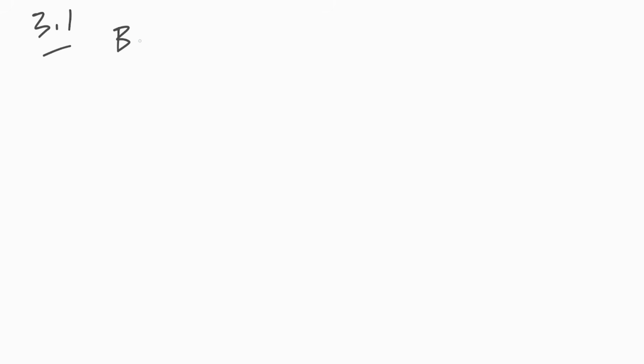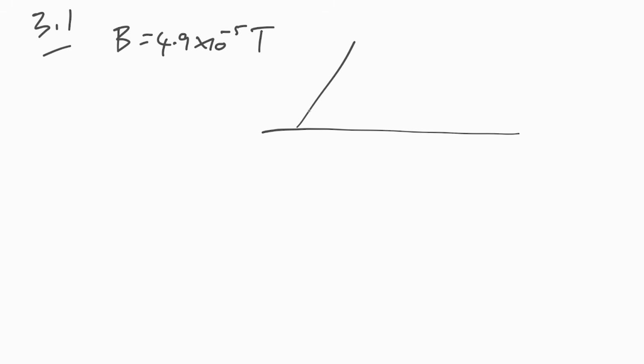Okay, 3.1. We have the flux density of the Earth's magnetic field is 4.9 times 10 to the minus 5 Tesla. And we have an angle of 68 degrees. Now we've got to be careful: are we going to use that, or sine or cos? We'll talk about that in a second. And we have a rod that is falling to the ground, 8 meters. Determine the average EMF across the rod during its fall to the ground.